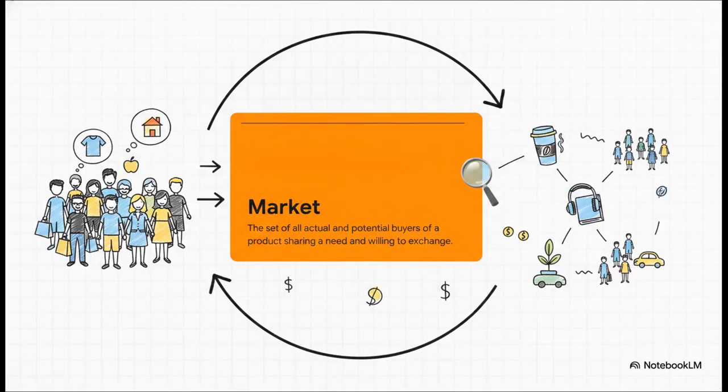And that brings us to the formal definition. A market is the set of all actual and potential buyers of a product who share a need and can actually engage in an exchange. Think about it this way. If there are 100 different varieties of products made in a country, there are 100 distinct markets just waiting for them. It's a whole bunch of people willing and able to spend money to satisfy a need.